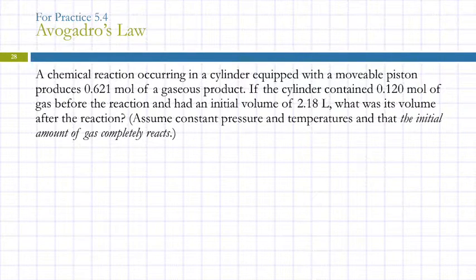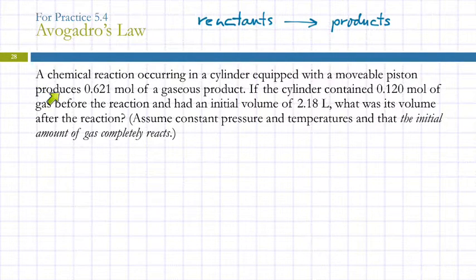This is not as straightforward as the previous example we did. So we have a chemical reaction occurring in a cylinder. Let's just sketch that out a little bit. We've got reactants, and those are forming products. They don't tell us exactly what they are, but sometimes it helps to write something down, sketch out what's going on, to help you see in your mind what's going on here. So we've got a cylinder with a movable piston.